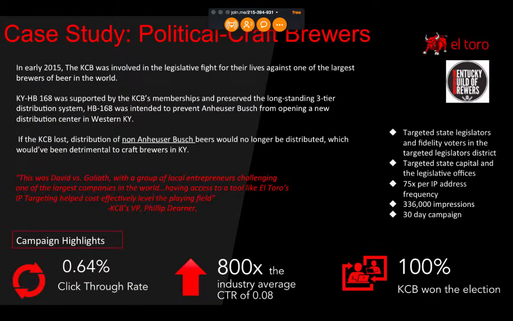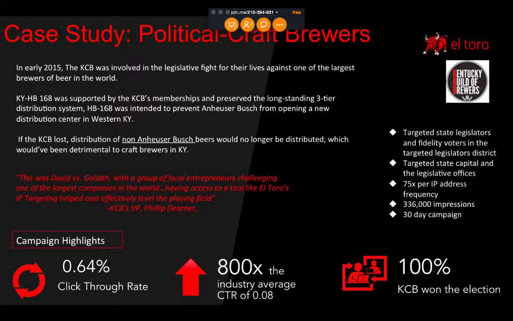So we'll talk about a couple case studies real quick. We do a lot of political campaigns. We've run over 400 political campaigns. And this is probably the one that we're most proud of, or one of them. The Kentucky Guild of Brewers of Kentucky are essentially an organization that pulled together craft brewers. And there was some legislation on the table to basically change some distribution channels. And Anheuser-Busch was pushing pretty hard. And it was really going to impact these guys.